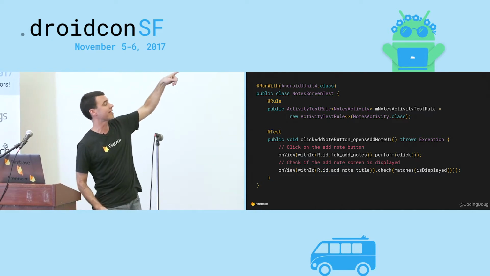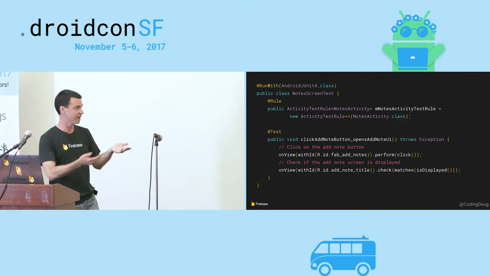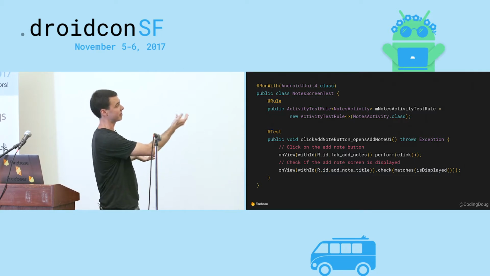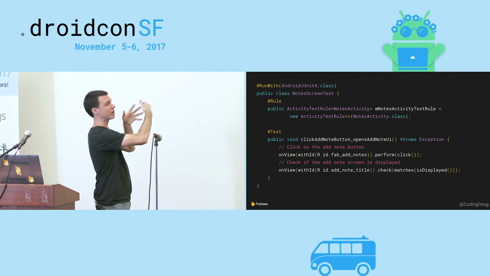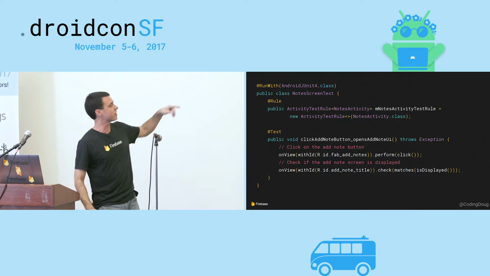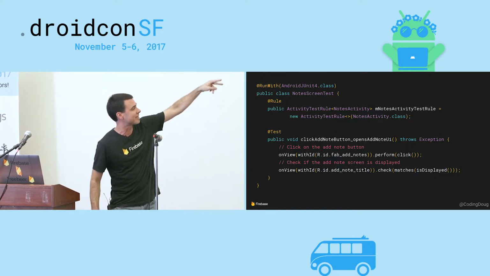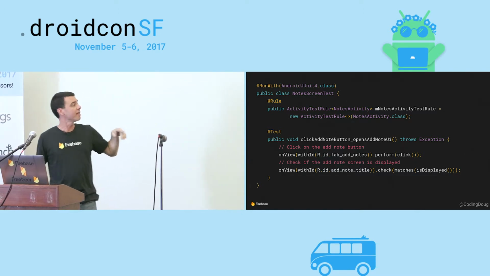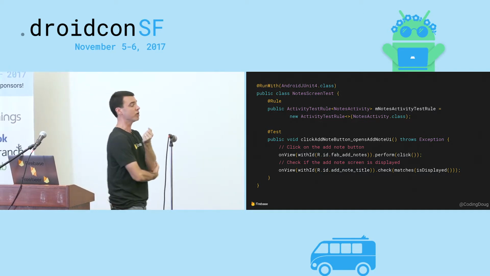And then the test annotation, that's your standard JUnit test instrumentation saying, this is a method I want you to run. Now, you'll notice there's a couple on views and with IDs and some special looking stuff here. That's Espresso language for saying what you want the app to do.